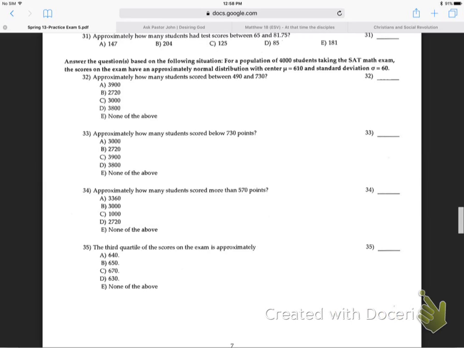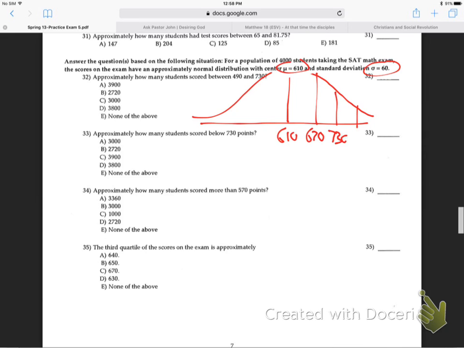Another one of these bell curve problems. The middle is 610, right? I'm looking right here. Here it is, the mu. The mu is always the middle. The standard deviation is 60, so we're jumping by 60 each time. That'd be 670, 730, 790. Three jumps left, down by 60: 550, 490, 430. Y'all see what I did there? Just put the middle, 610, right in the middle, and then just keep adding 60.